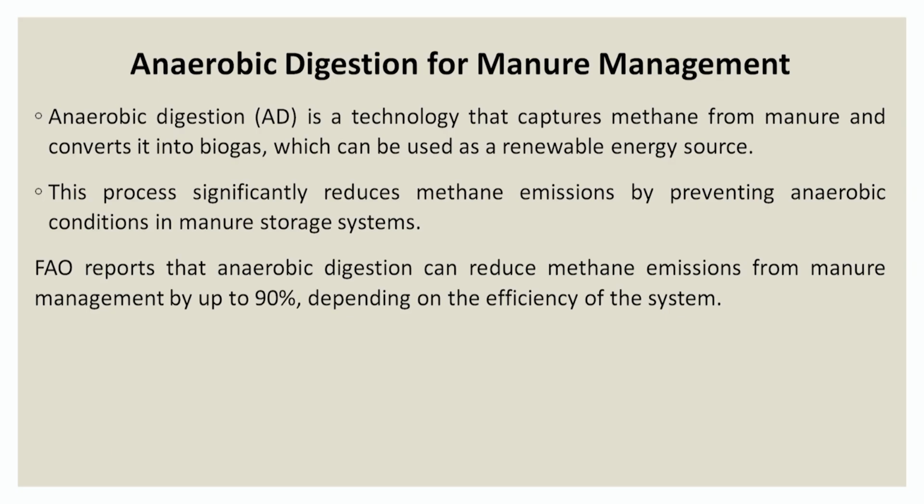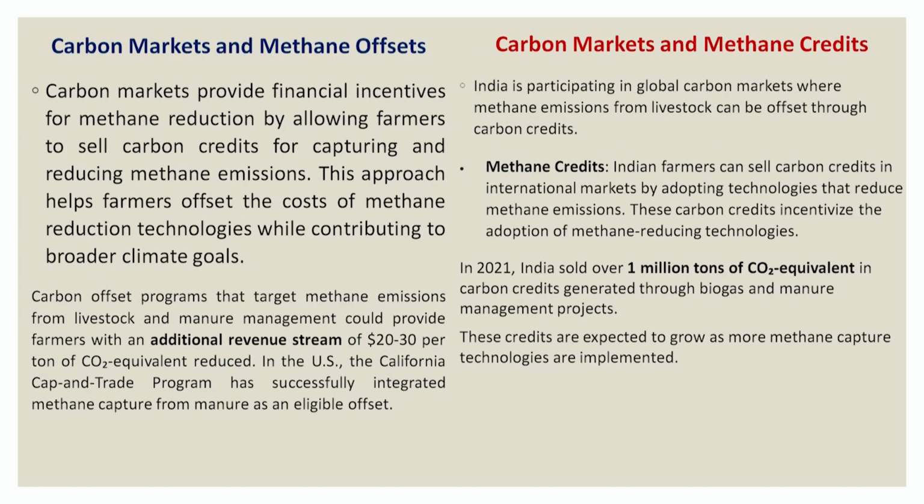Anaerobic digestion for manure management is a technology that captures the methane from the manure and converts it into biogas, which can be used as a renewable source of energy. This process significantly reduces methane emission by preventing anaerobic conditions in the manure management system, and it has given benefits of up to 90%.